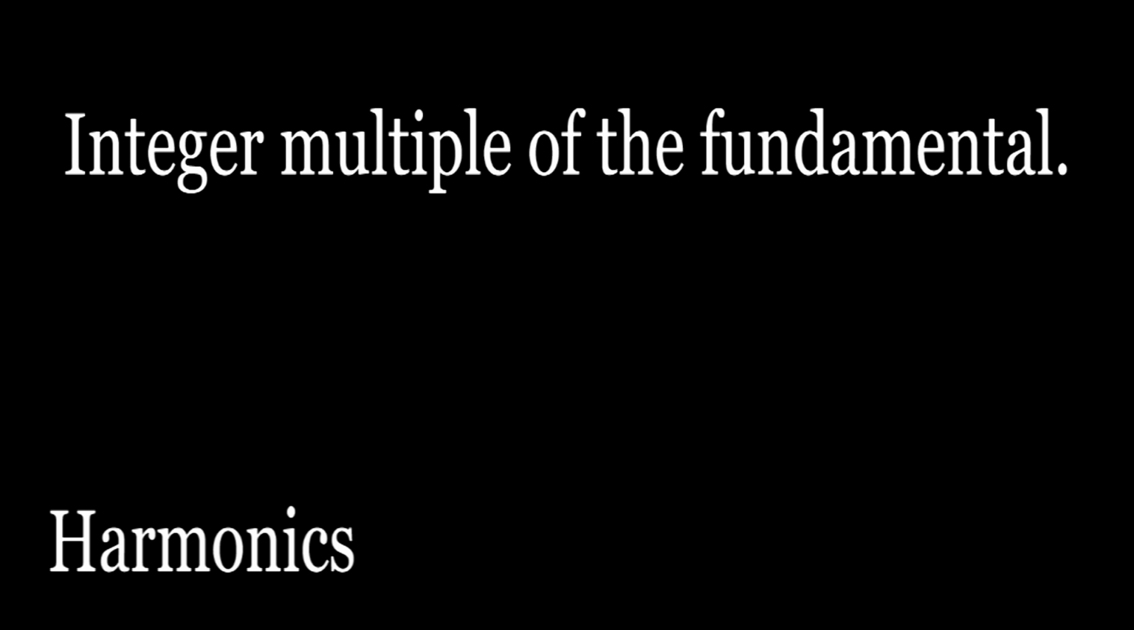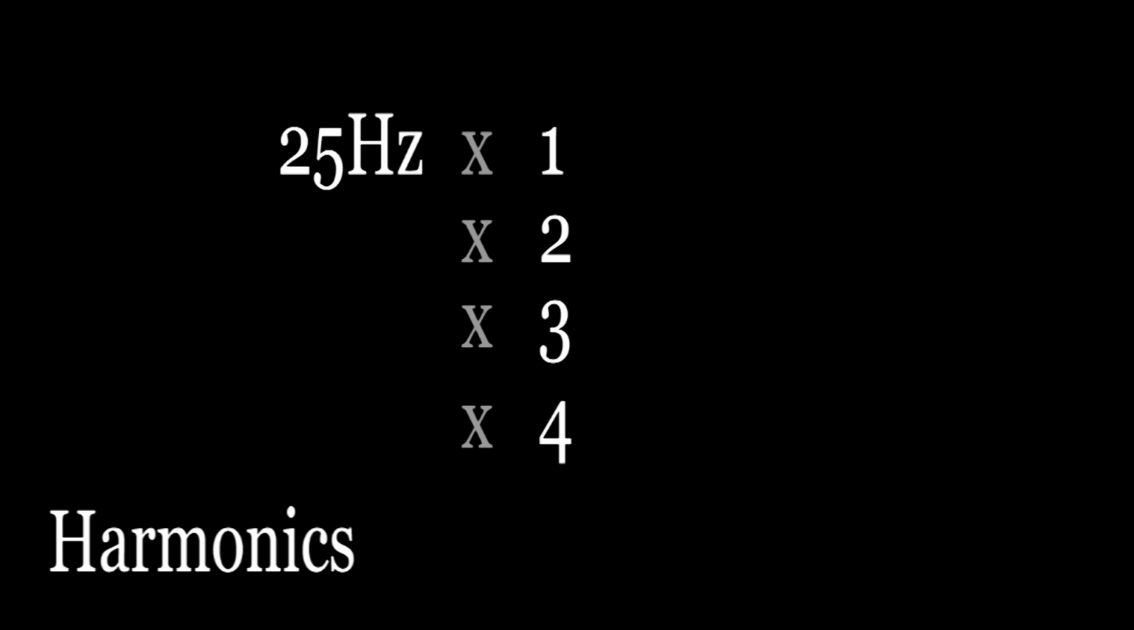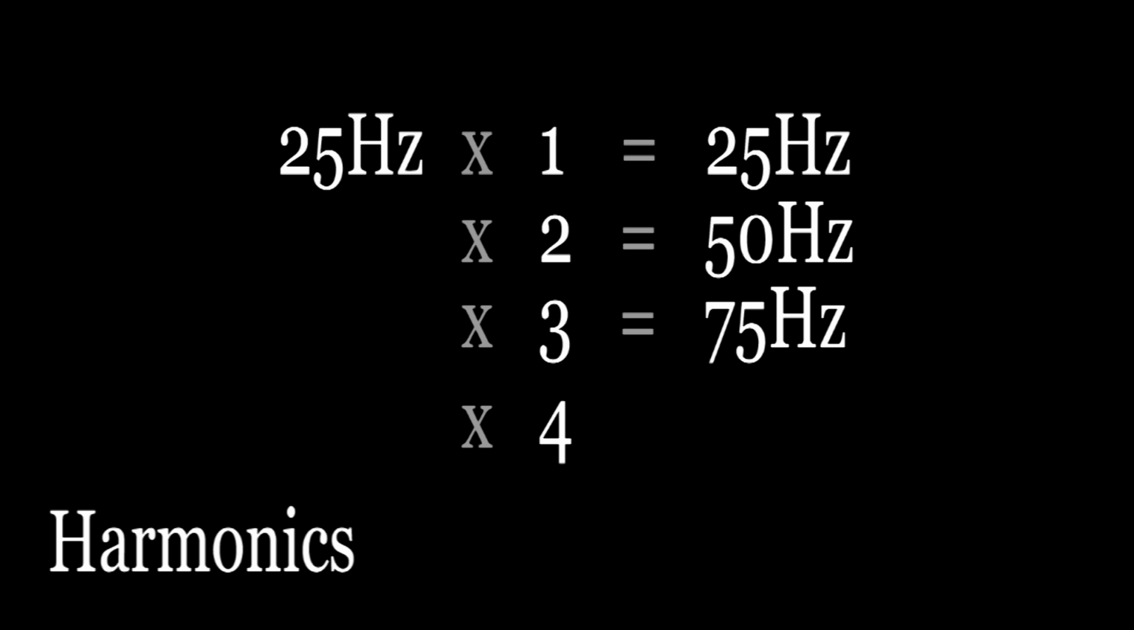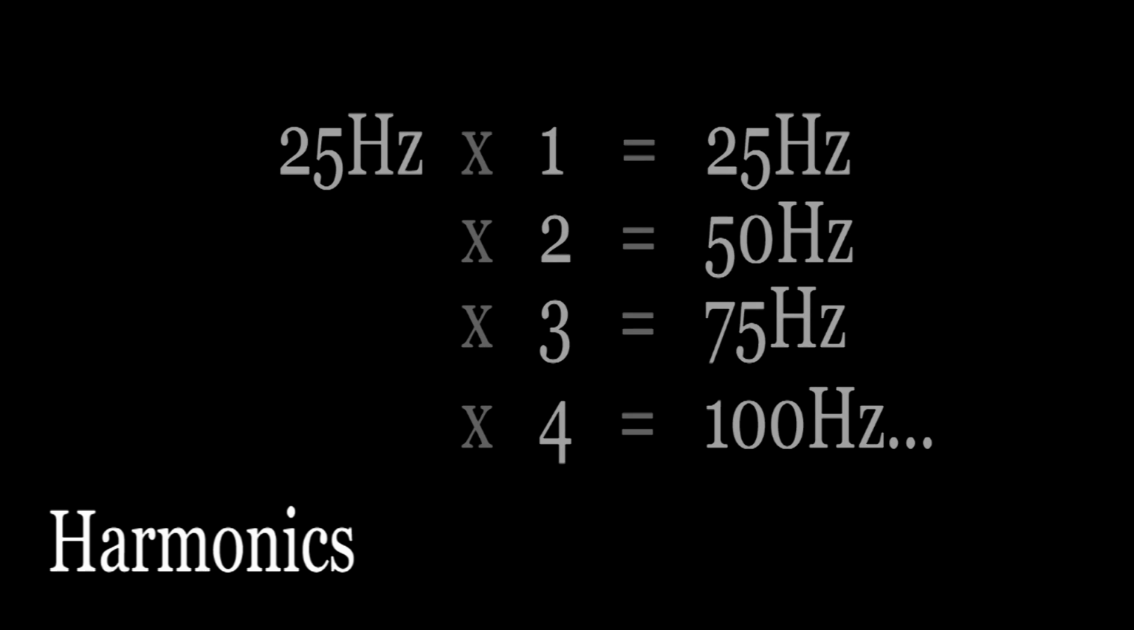To find the harmonic, simply multiply the fundamental by whole numbers ascending from 1. For example, if the fundamental is 25 Hz, the first harmonic is 25 Hz. The second is 50 Hz, the third is 75 Hz, the fourth is 100 Hz, and so on.